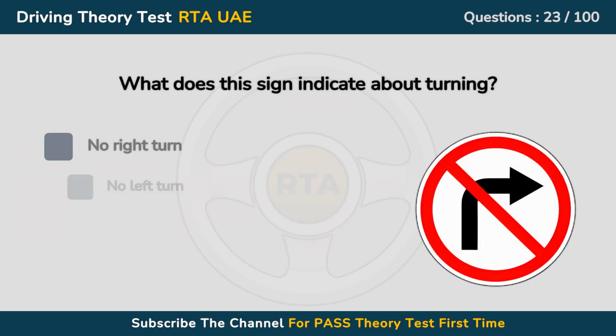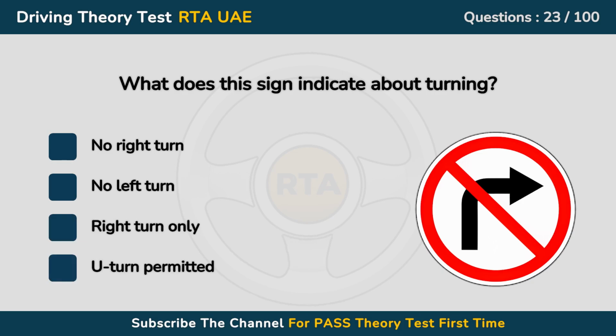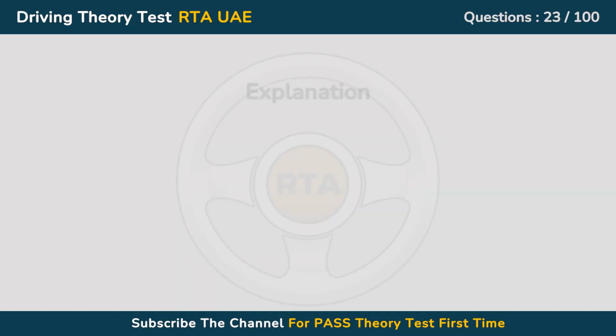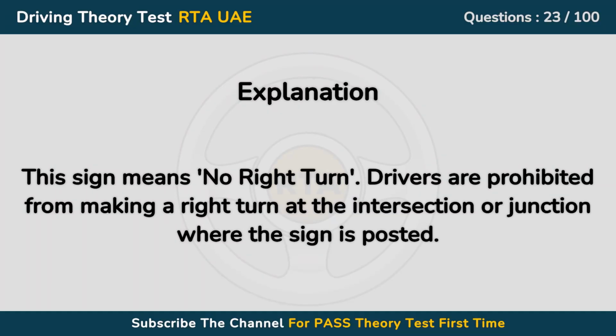Question 23. What does this sign indicate about turning? A. No right turn. B. No left turn. C. Right turn only. D. U-turn permitted. Answer is A. No right turn. This sign means no right turn. Drivers are prohibited from making a right turn at the intersection or junction where the sign is posted.